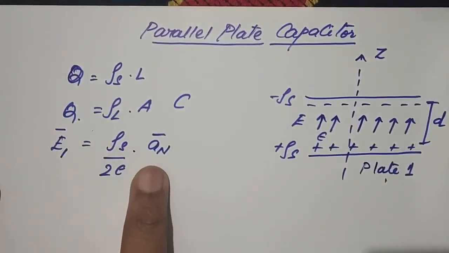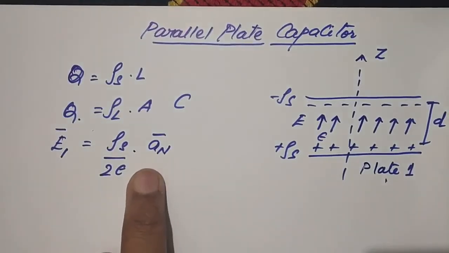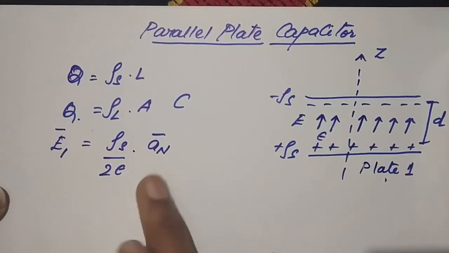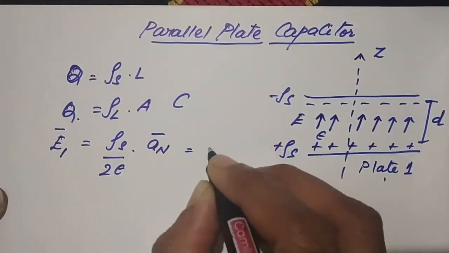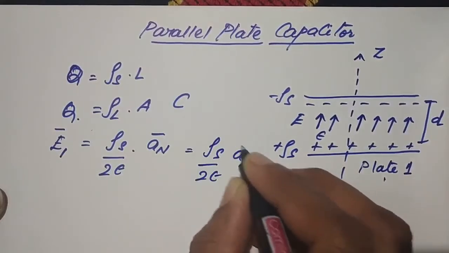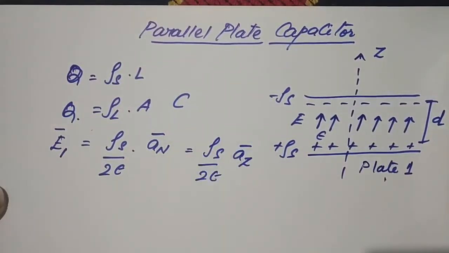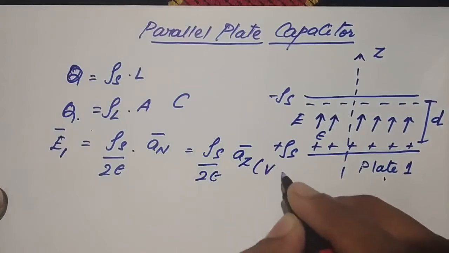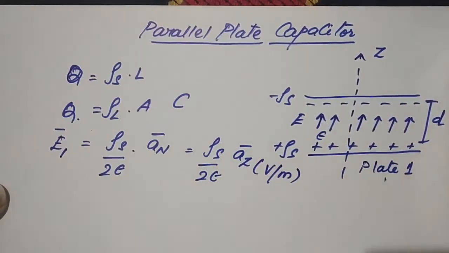Now this an is along the z direction, so I'll just take an as az, and the unit is volt per meter. Okay, so this is the expression for my E1.